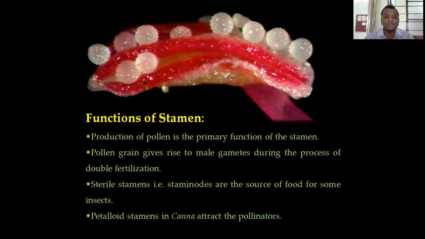Let us know functions of stamen. The production of pollen is the primary function of stamen. The pollen grain gives rise to male gametes during the process of double fertilization. They produce two male gametes. The sterile stamens, that is staminodes, in some plants are the source of food for some insects, while petaloid stamen in canna attract the pollinators. So this is about functions of stamen.